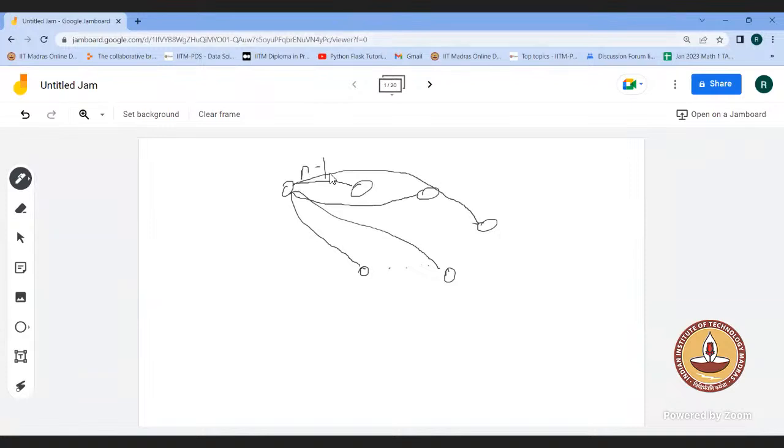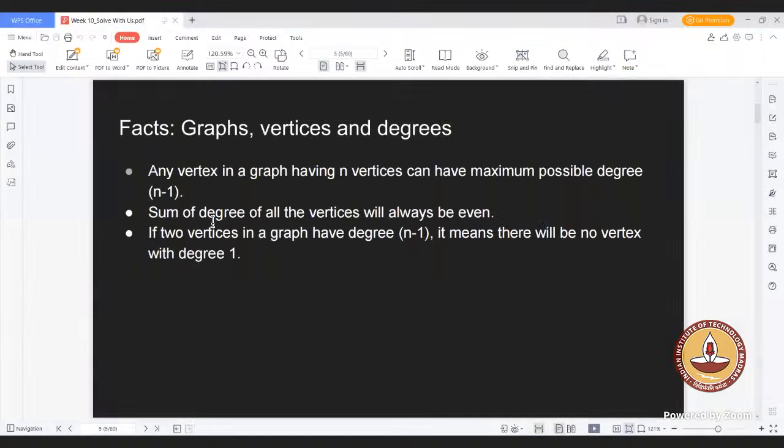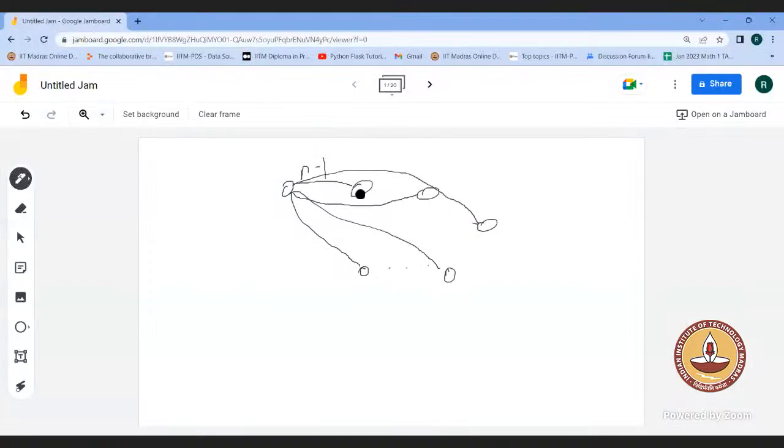Now we'll see the second point. The second point says the sum of degrees of all vertices will always be even. So if we take, for example, a graph like this one, and we sum the degree of all the vertices, that will be an even number.